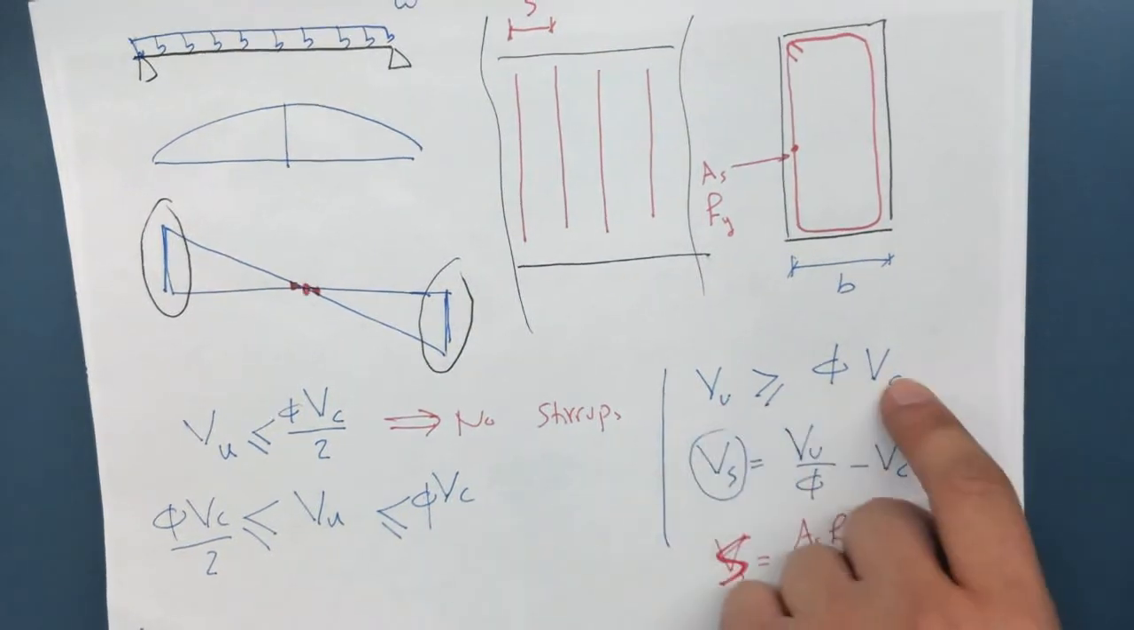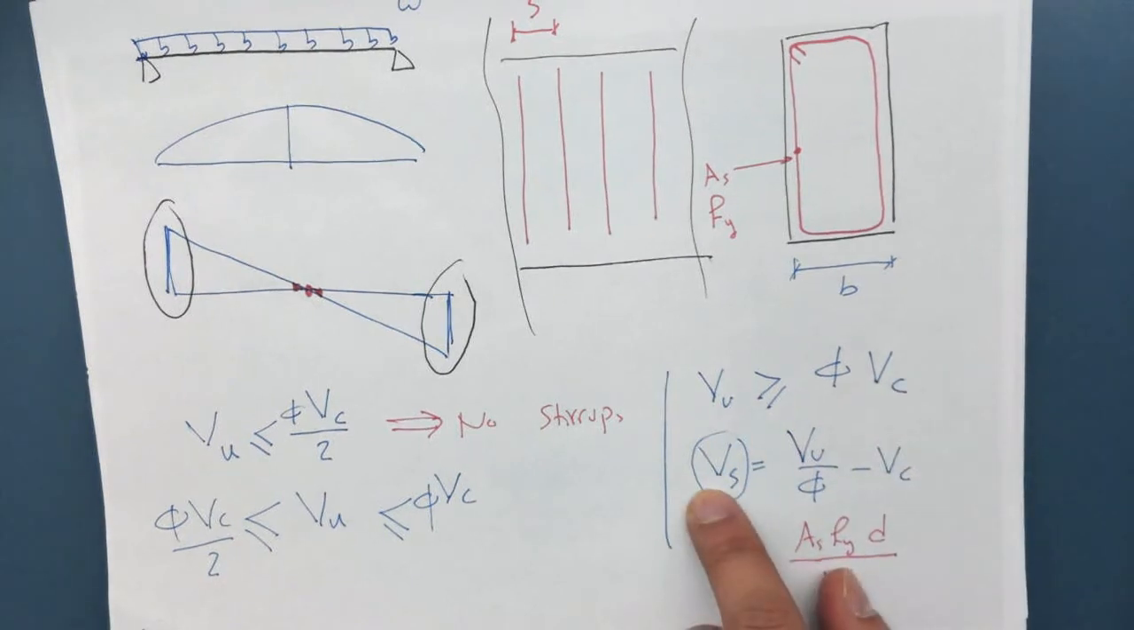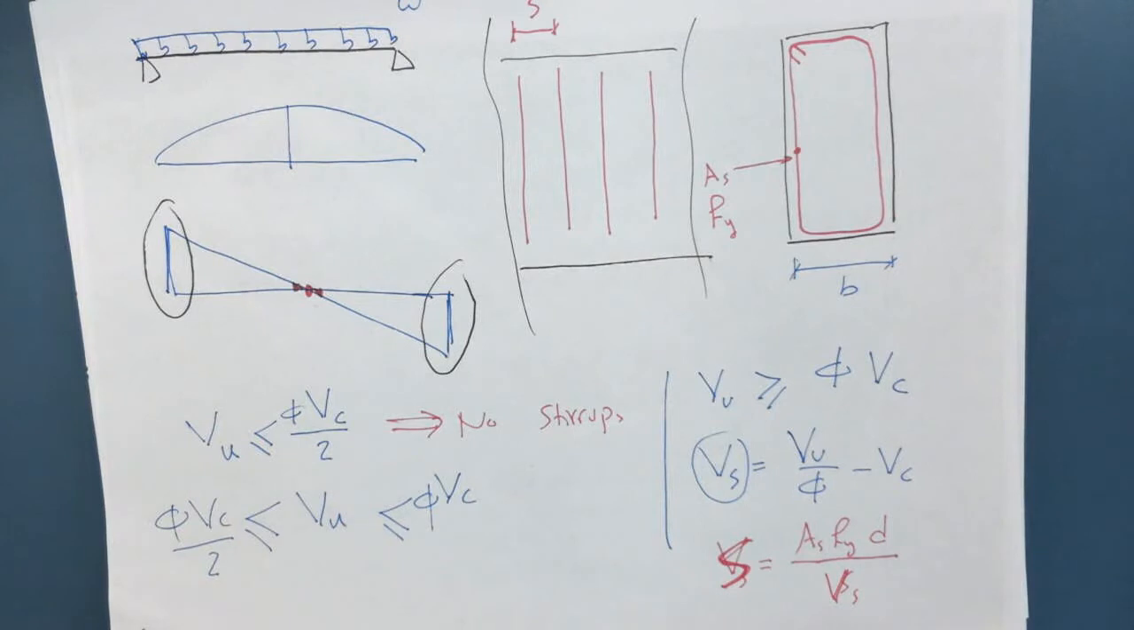So if your V ultimate is greater than phi VC, what you will do is calculate the Vs, how much shear you want your stirrups to carry, plug this into here, and find the spacing that you need. And also there is a code requirement that this spacing has a maximum permitted value. Usually you don't hit this, but just in case, it's d over 2 and 24 inches if you are in this category, or d over 4 and 12 inches if you are in this category. So this is how to navigate this table. If you can navigate it, which I think you can, you can find this spacing.